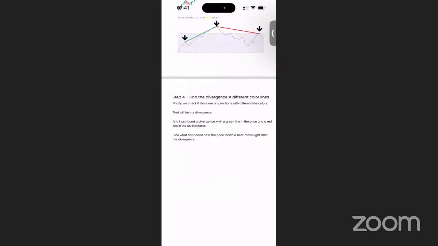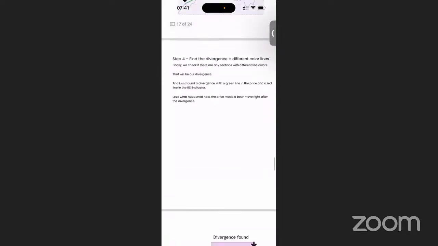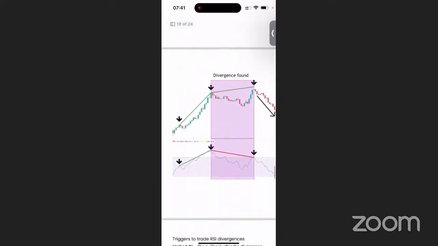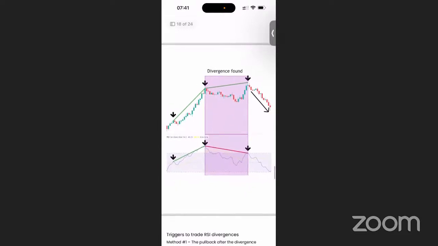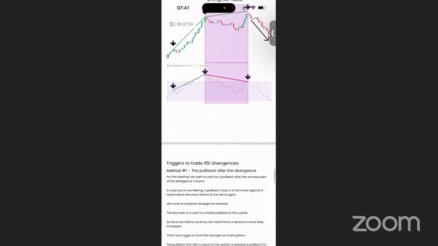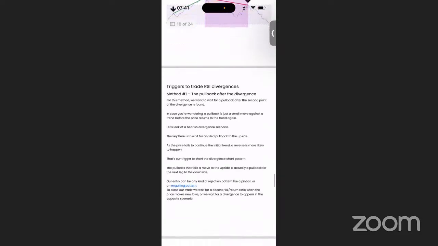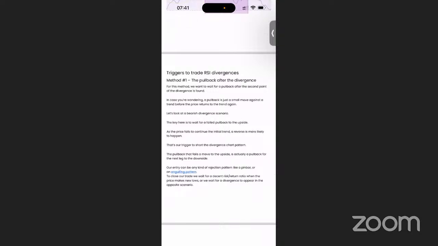Finally, we check if there is any section with a difference in colors. That will be our divergence. I just found a divergence with a green line in the price and a red line in the RSI. Look at what happened in the next picture. Now, this is what we call a divergence. Here a divergence is formed, and once it is formed, we see that after identifying the divergence, the market goes down.